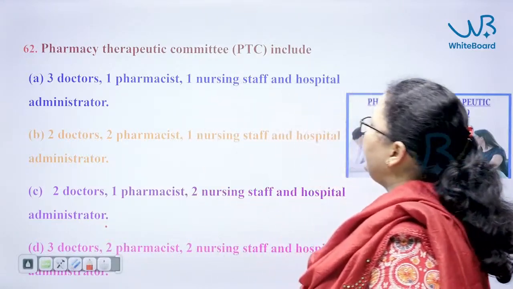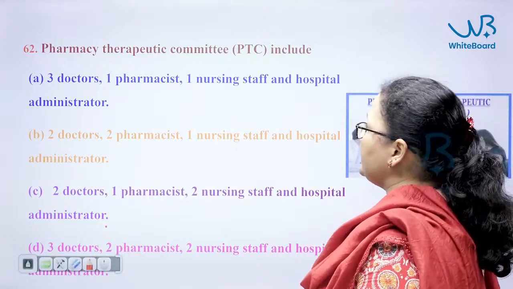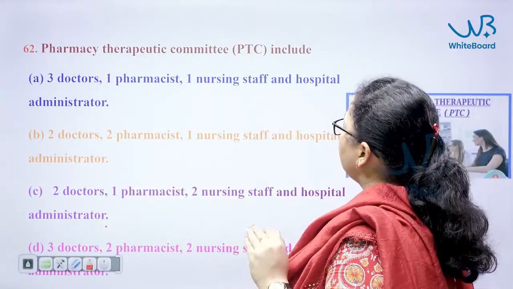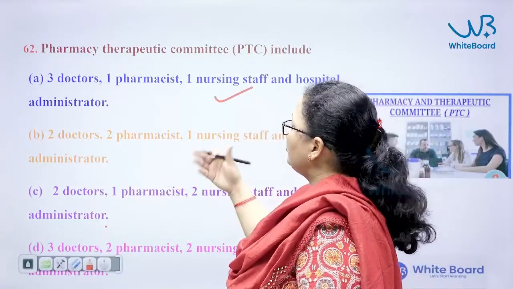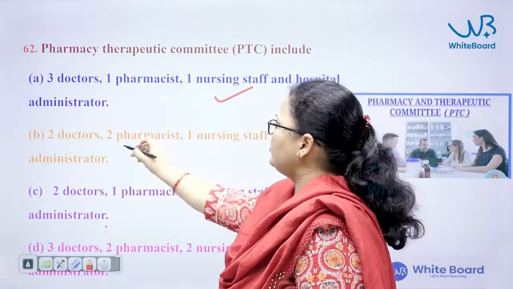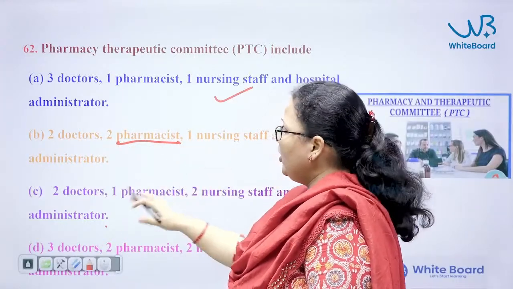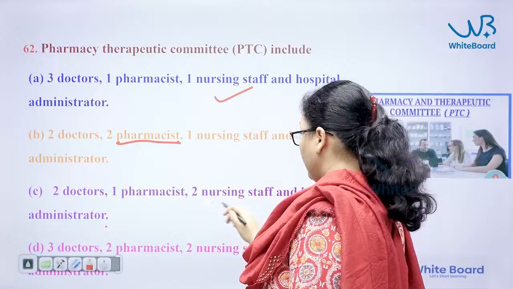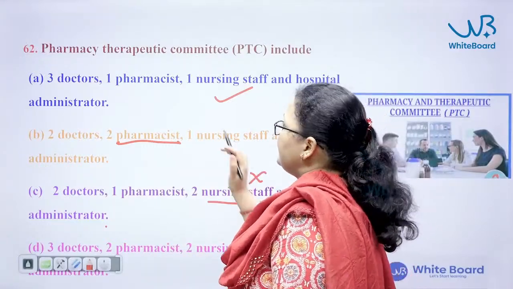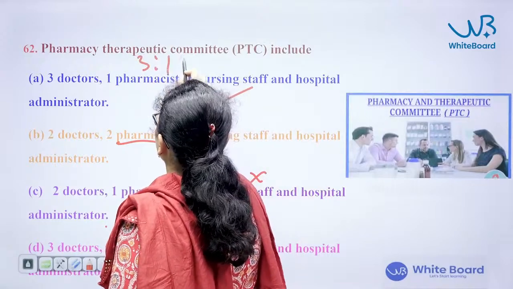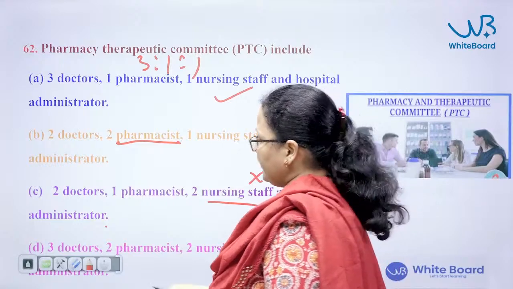Next, PTC includes, so how many members should be included in that particular committee? 3 doctors, 1 pharmacist, 1 nursing staff and the hospital administrator, correct. 2 doctors, 2 pharmacists, 1 nursing staff, it is not required. 2 doctors, 1 pharmacist, 2 nursing staff, no. 3 doctors, 2 pharmacists, 2 nursing staff. So, this is the ratio, 3:1:1. Doctor to pharmacist to the nursing staff and the administrator.